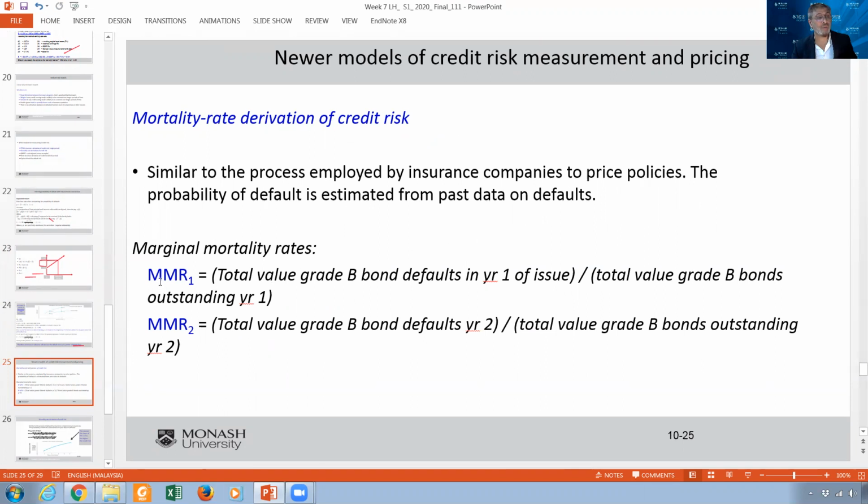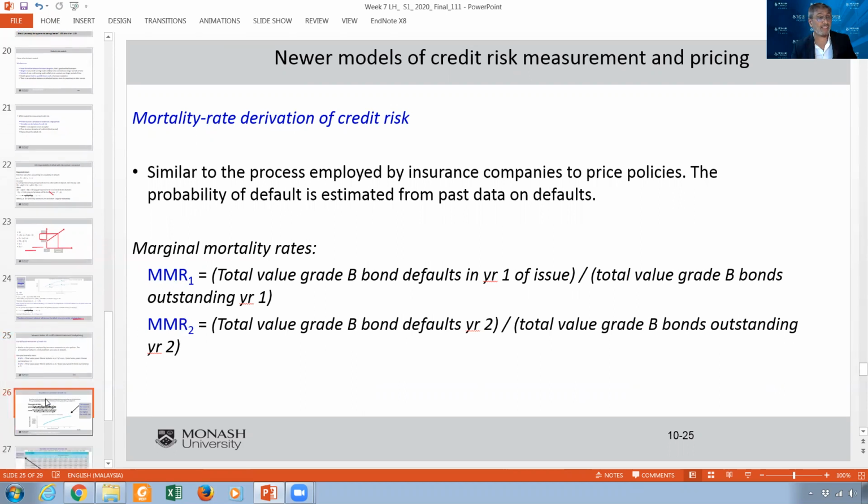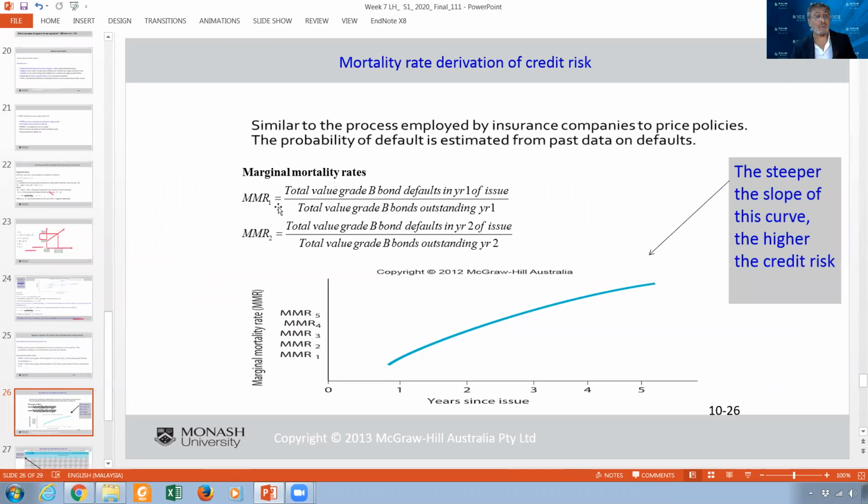This is just calculated. So we have mortality, what you call marginal mortality rate 1, marginal mortality rate 2. So this is the total value. For example, if you have an issue of bonds for a borrowing company, and how much they default, this bond is 20 years, how much they defaulted the first year, how much they default for the second year, and they continue like this. So if you look at this example, MMR is actually the total value of grade B bond defaulting in year 1.